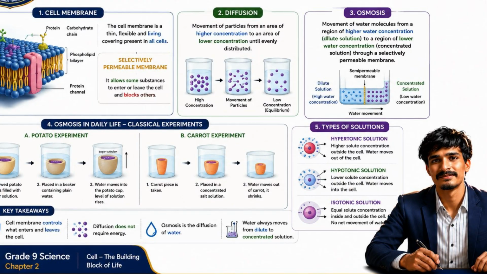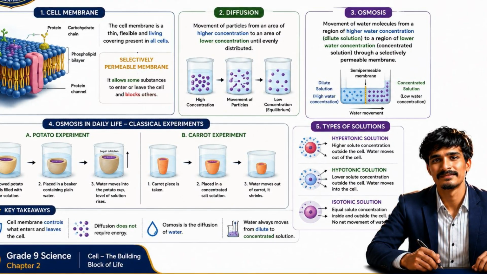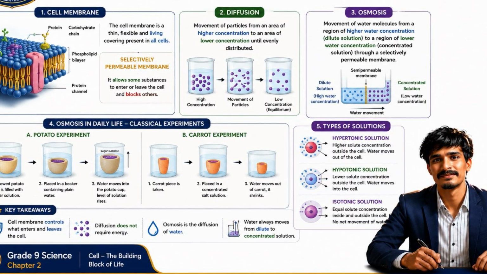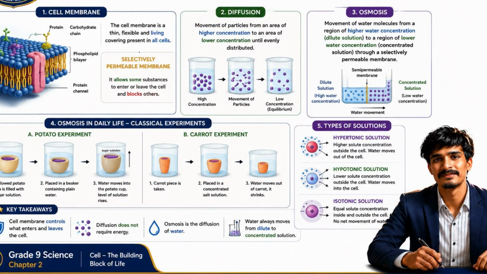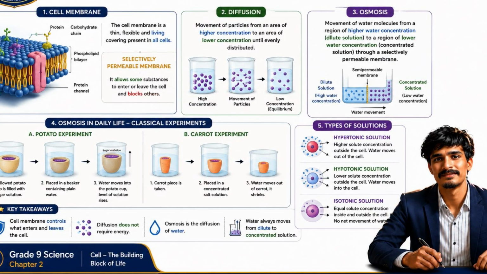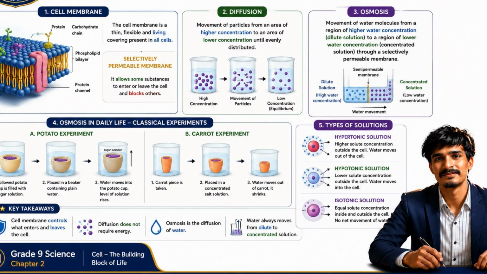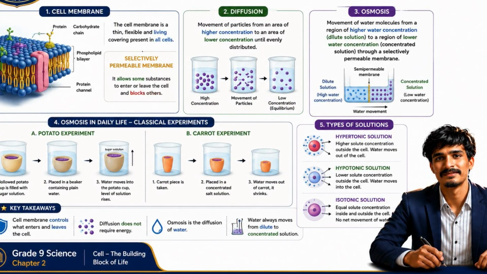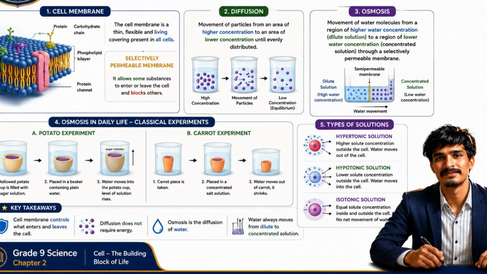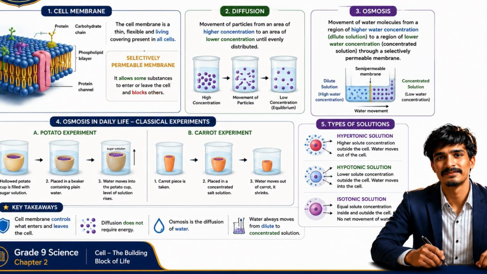Why does this happen? The cells of the potato act as a selectively permeable membrane. Water from the beaker moves through the potato cells into the sugar solution because the sugar solution has a lower water concentration than the surrounding water. As a result, the volume of liquid inside the cavity increases. This demonstrates osmosis.